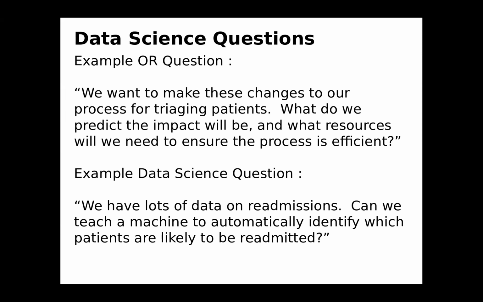OR starts with the system, in this case, the system for triaging patients. What if we were to change that process? Whereas data science starts with the data. We've got lots of data on readmissions. Can we find things in there that would allow a machine to automatically identify and flag up to us which patients are likely to be readmitted?